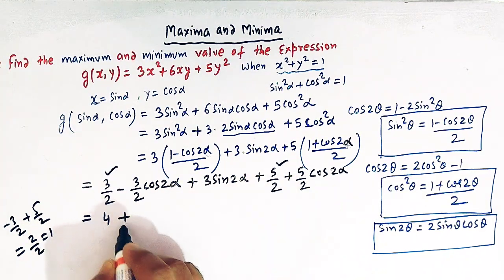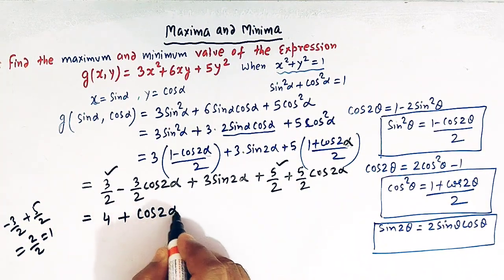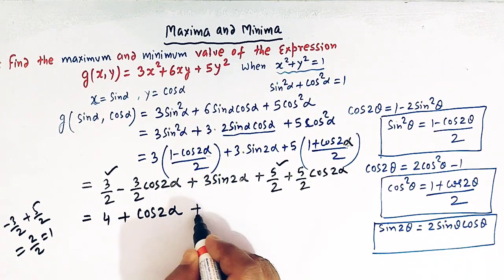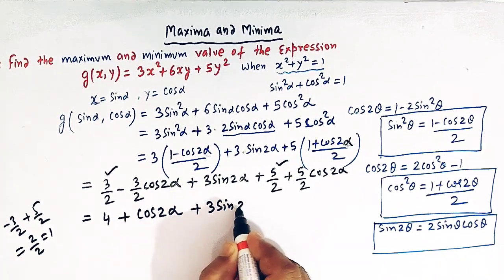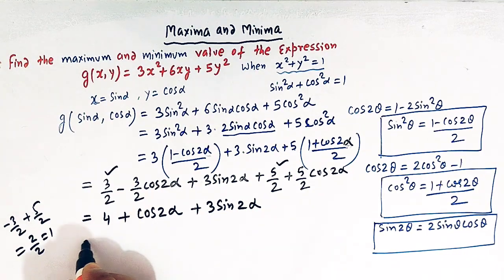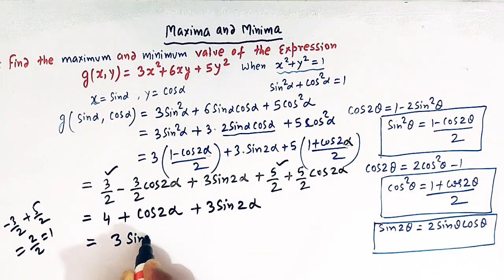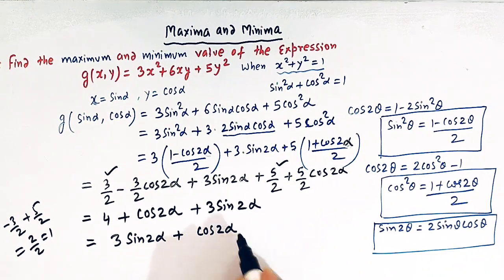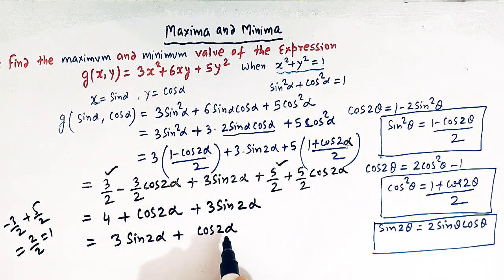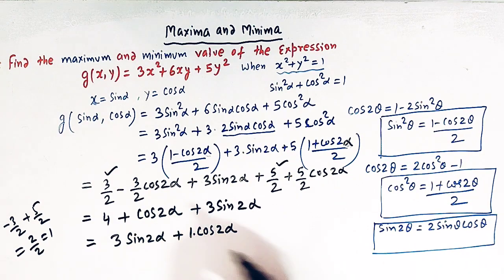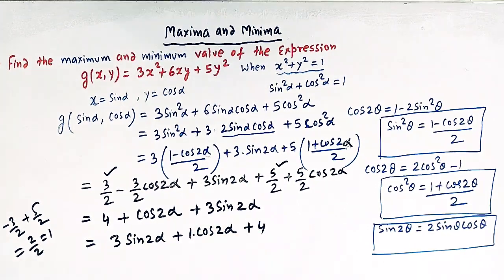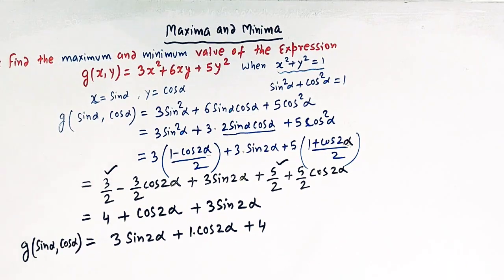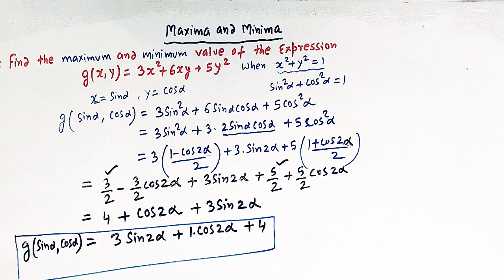So we have simply cos of 2 alpha, and here we have plus 3 sine 2 alpha, right? So now we can write this expression as 3 sine 2 alpha plus cos 2 alpha, and here remember the coefficient of cos 2 alpha is 1, we can take it as 1, and here we have plus 4, right? So now viewers, we have obtained this expression, right?